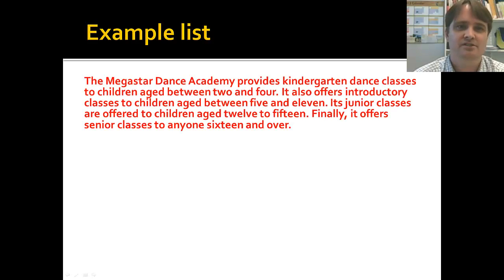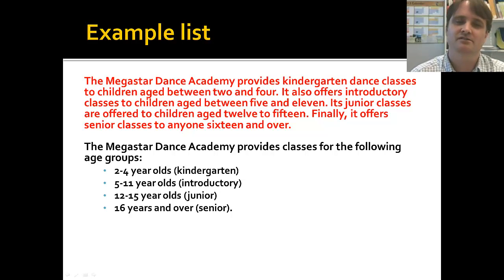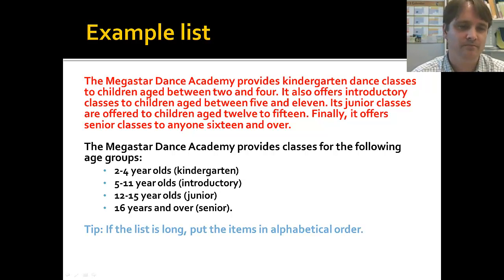Okay, so an example of a list. So here we have a piece of text. The Megastar Dance Academy provides kindergarten dance classes, blah, blah, blah. But that's not quite so clear, is it? Certainly not as clear as that if you put it into a list. Much easier to read when you have the information in the list in this case. Now, if the list is long, it's a good idea to put the items in the list in alphabetical order.